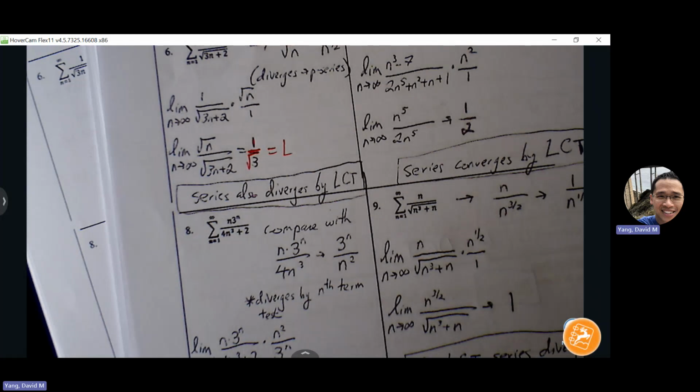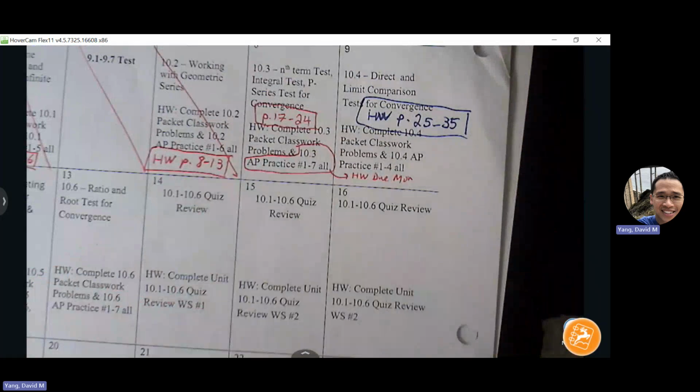Okay, so for homework, you're going to finish up the AP practice that we didn't get to the day before. So pages 25 to 35. I'll send out a reminder on Sunday.